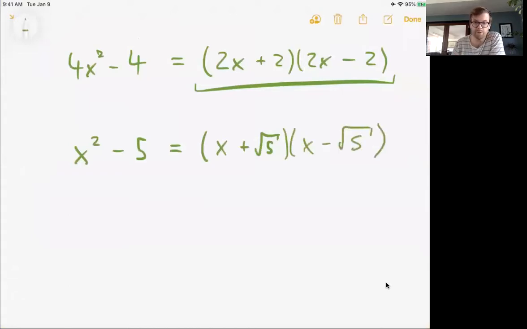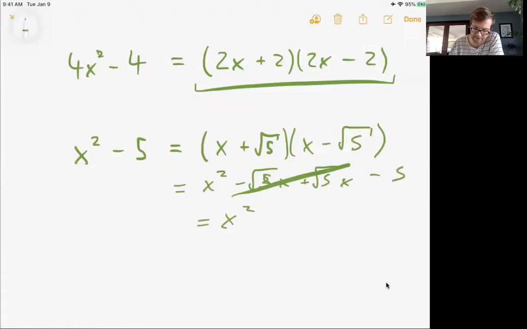And just like before, I'll prove it to you, since it might look a little funny. I'll go back the other direction on this. FOIL it. First, outside, inside, last, and the square root of 5 times negative square root of 5 is negative 5. Then these terms end up canceling out. So I really do get that x squared minus 5 that I started with, okay?